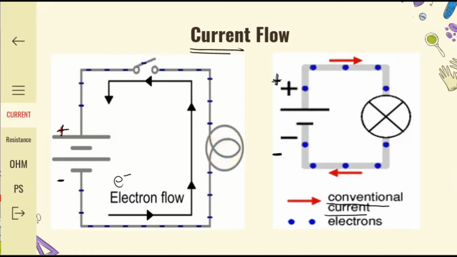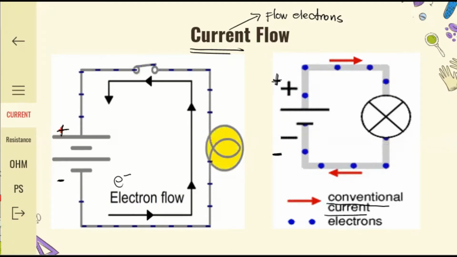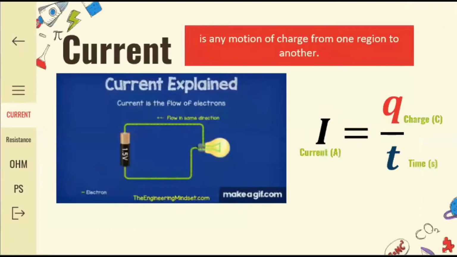But in reality, since our definition of current is flow of electrons, in reality it is electron flow. But to analyze a specific flow of current in a given circuit, we would be using conventional, from positive to negative. Okay, so as we define, current is a motion of charge from one region to another.